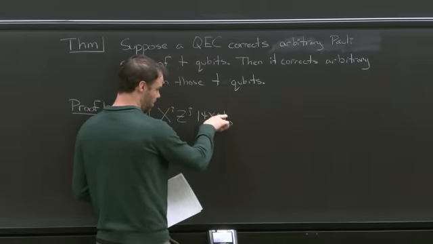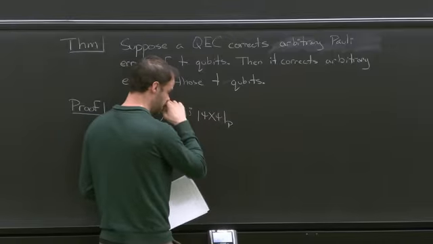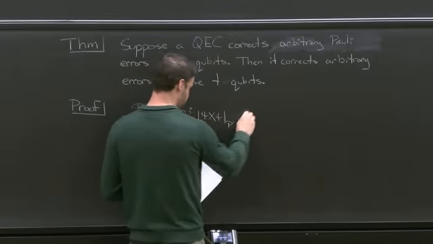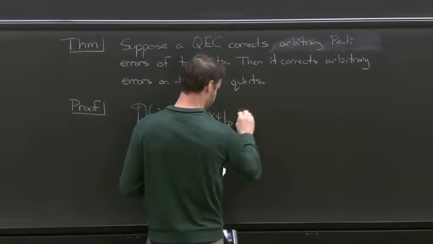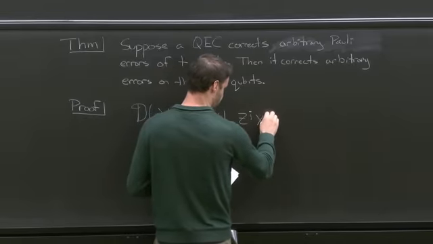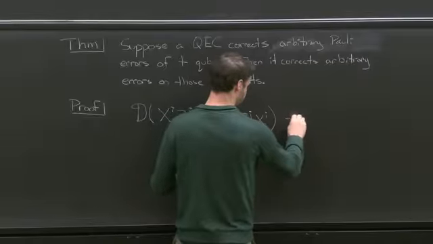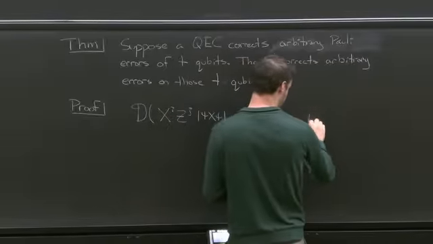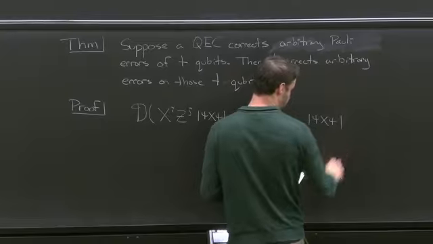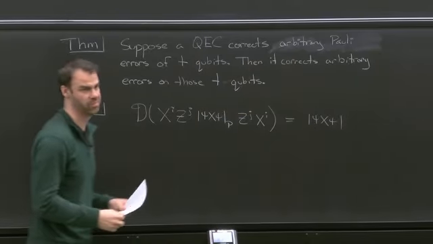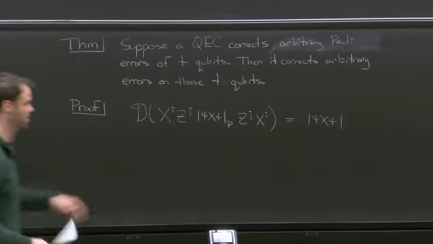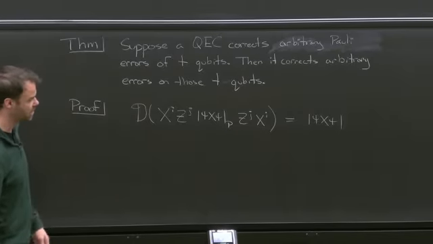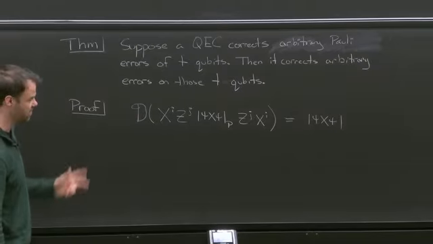I have my state in the physical space. It's been acted on by some Pauli error. And the decoder, by assumption, gets me back to the same state. Well, okay, actually, I've phrased things in two different ways here.